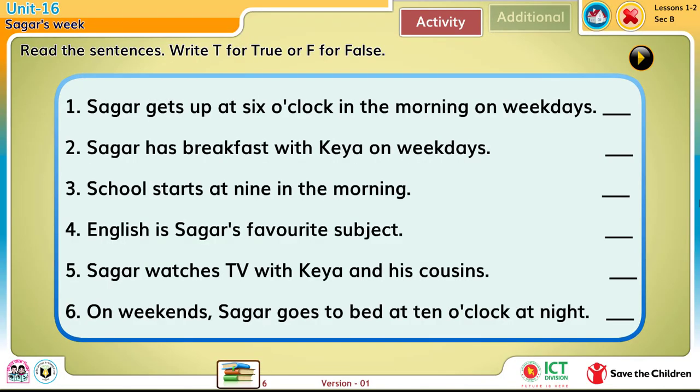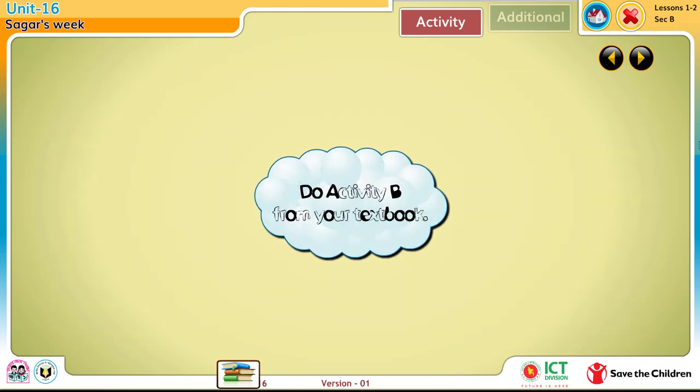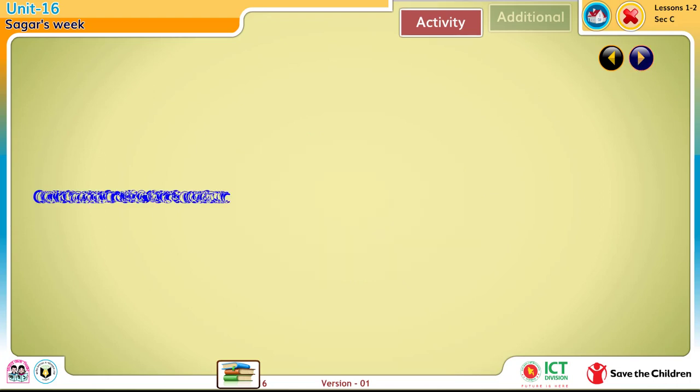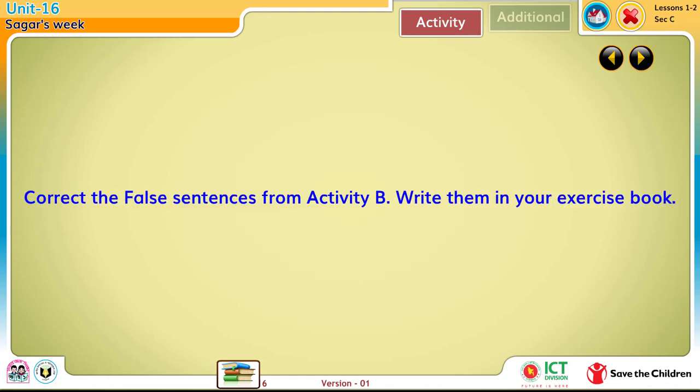Read the sentences. Write T for true or F for false. True. True. False. False. False. False. Do Activity B from your textbook. Correct the false sentences from Activity B. Write them in your exercise book.